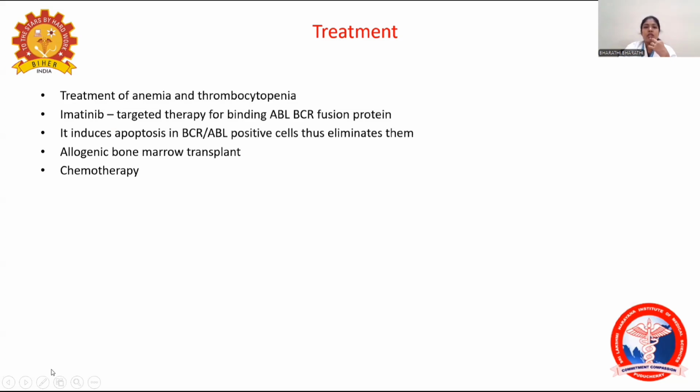So what is the treatment? The treatment of anemia and thrombocytopenia. First, you have to treat anemia of the patient. Next, you have to treat thrombocytopenia by giving platelet transfusions and imatinib, targeted therapy for binding the BCR-ABL fusion protein. This is the first targeted therapy which was discovered for chronic myeloid leukemia. And imatinib induces apoptosis in BCR-ABL positive cells and thus eliminates them. The next line of treatment is allogeneic bone marrow transplant and chemotherapy.